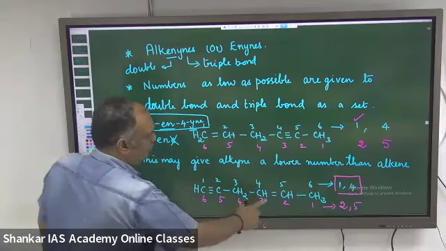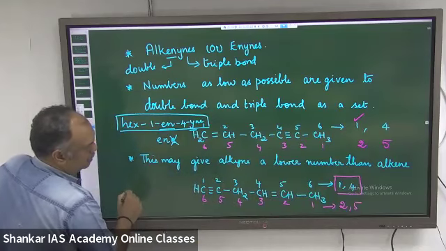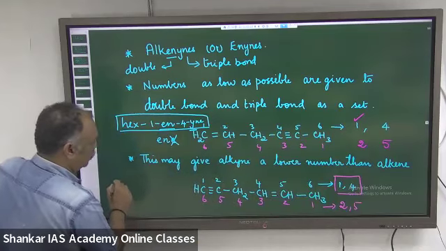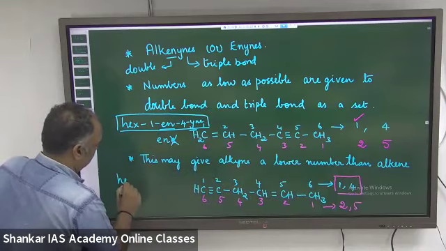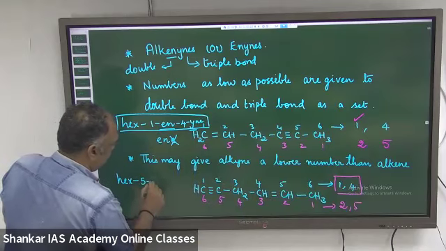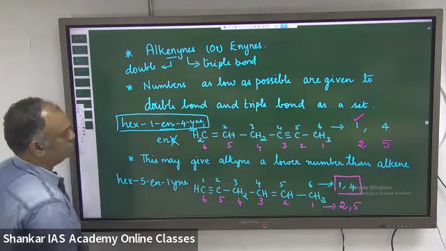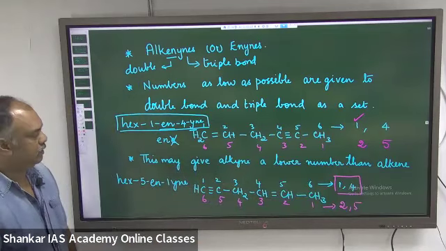Okay, alkene is at which position? Alkene is at the fifth position. So you have hex-5-ene and 1-yne.